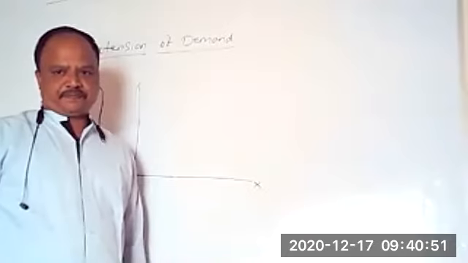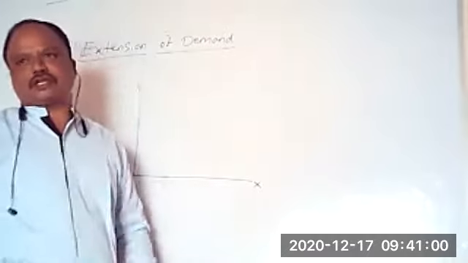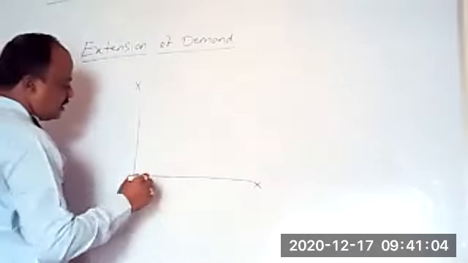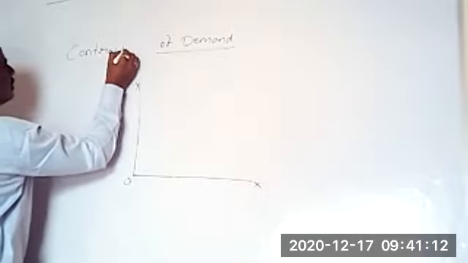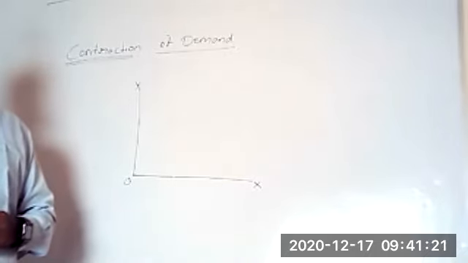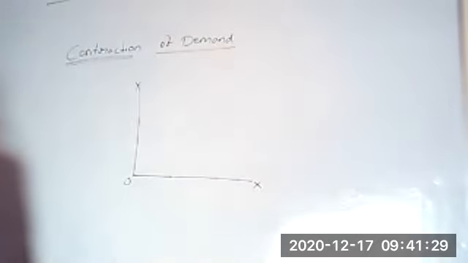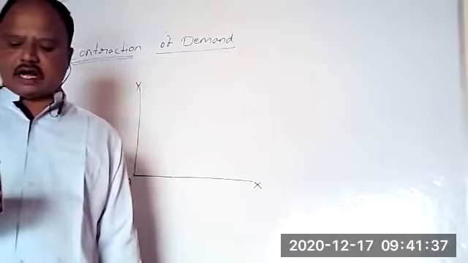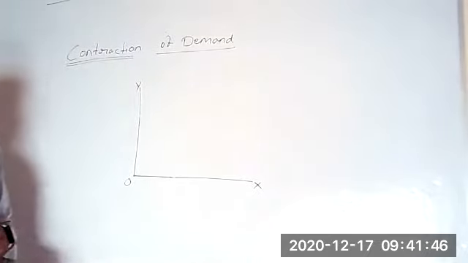So contraction of demand means what? Whenever the price increases, the quantity demanded will decrease. That is what is considered contraction. Contraction of demand is the decrease in the quantity of the commodity demanded at a higher price. So less units of the commodity will be demanded at a higher price.